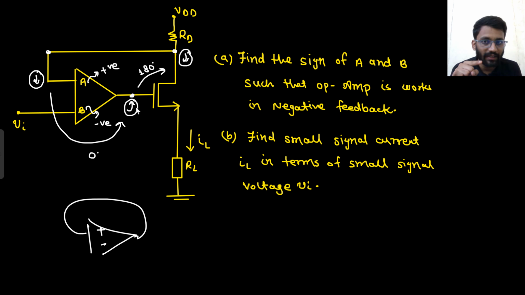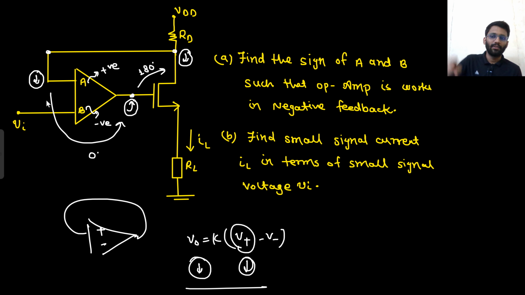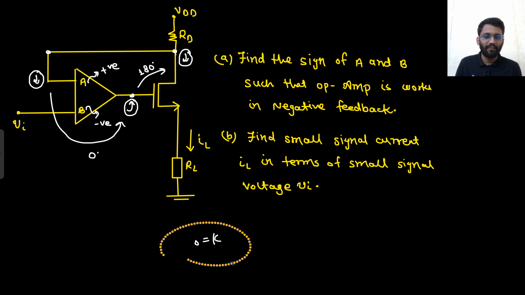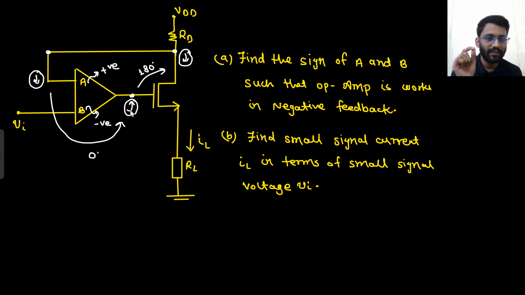If output is increasing, this node is decreasing. Now this node is decreasing, and you want your output to decrease. So if A is positive, what is your output? Output is K into V positive minus V negative. So if this node is decreasing, then output will certainly decrease. So never ever treat that just by seeing the sign.